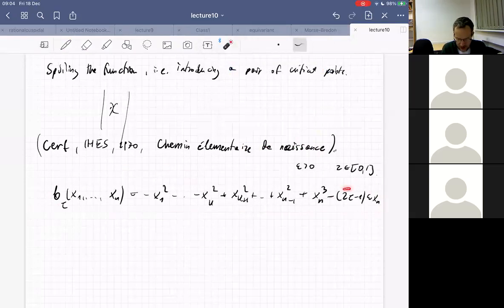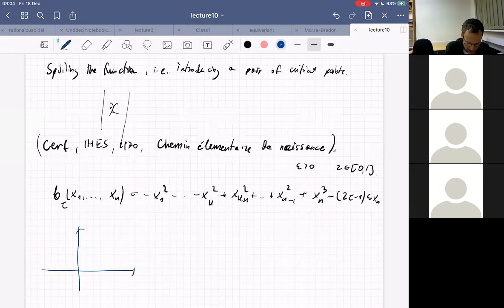So this function depends on the parameter tau, and for tau equal to zero, the function has no critical points. This part is something that we need to understand. So how do you understand it? Well, let me draw a graph of the function. If tau is zero, then this is like x_n cube plus x_n. So this is a function that looks like, I'm not very good at drawing cubic functions, but let me draw it.